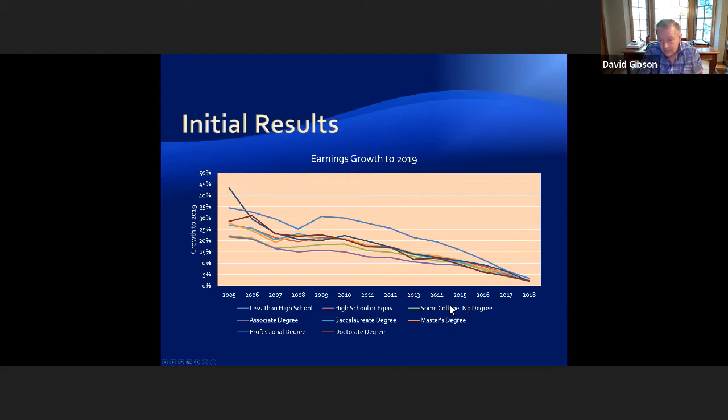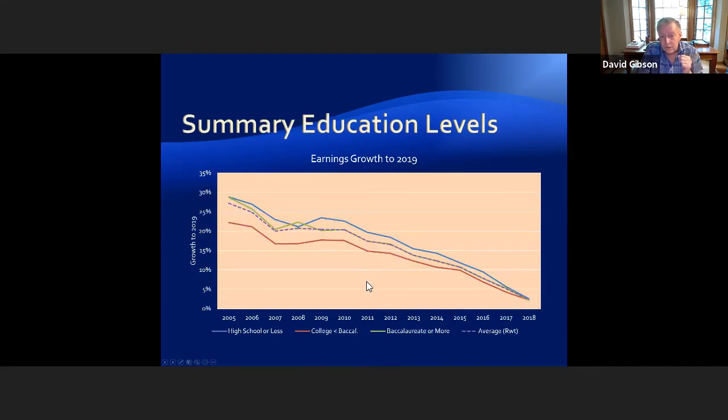I then collapsed these, as I indicated before, into three different levels of education, which we'll see here. And once I do that, fairly consistently, what you'll see is that the highest level of earnings growth cumulatively has been for persons with a high school diploma or less, while the lowest level of earnings growth has been for those that have some college education, but less than a baccalaureate.